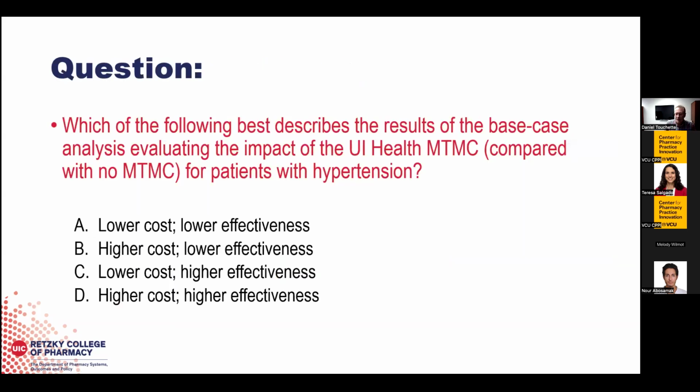So here's the next CE question, just to check if you're all staying awake for this. Which of the following best describes the results of the base case analysis evaluating the impact of UI Health's MTMC compared with no MTMC for patients with hypertension? So we saw lower cost and lower effectiveness, higher cost and lower effectiveness, lower cost and higher effectiveness, or higher cost and higher effectiveness.